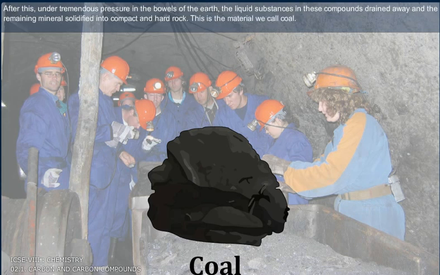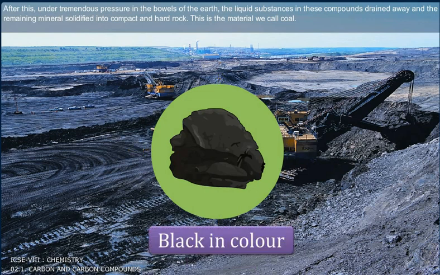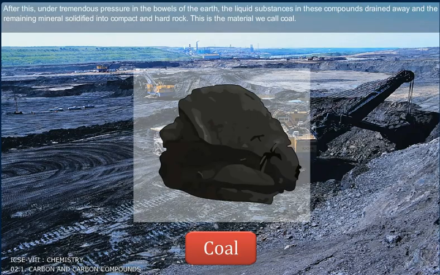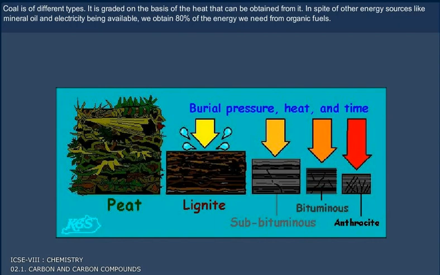After this, under tremendous pressure in the bowels of the earth, the liquid substances in these compounds drained away and the remaining mineral solidified into compact and hard rock. This is the material we call coal. Coal is of different types. It is classified on the basis of the heat that can be obtained from it.